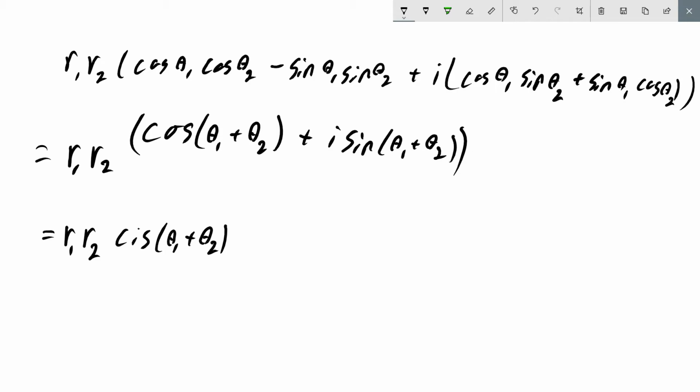Similarly, we can actually divide our z1 and z2, and we'll get r1 divided by r2, and we'll get cis theta 1 minus theta 2.